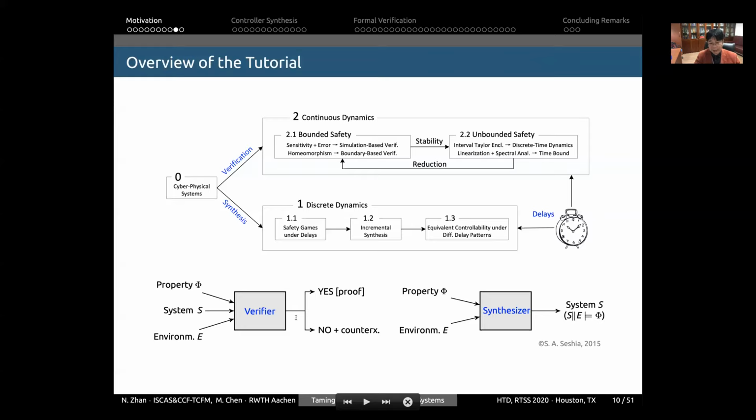counterexamples. The synthesis problem is that given a property and the assumption on the environment, meaning the model of the environment, we need to synthesize a system so that the system together with the environment can satisfy the property.